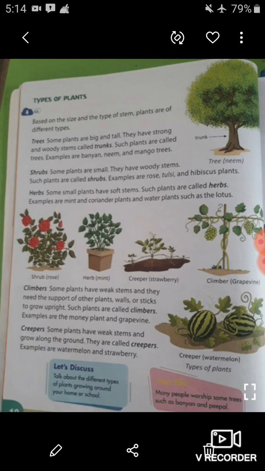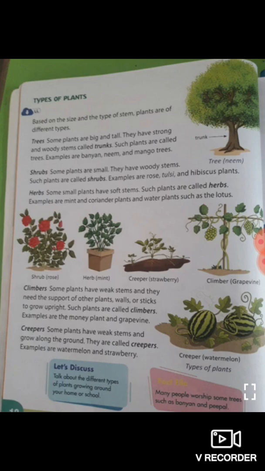Some plants have weak stems and they need the support of other plants, walls or sticks to grow upright. Such plants are called climbers. Examples are the money plant and grapevine. So students, some plants have weak stems and need the support of other plants, walls or sticks to grow upright. They are called climbers. And examples of climbers are money plant and grapevine.